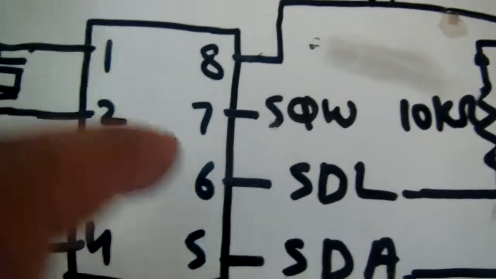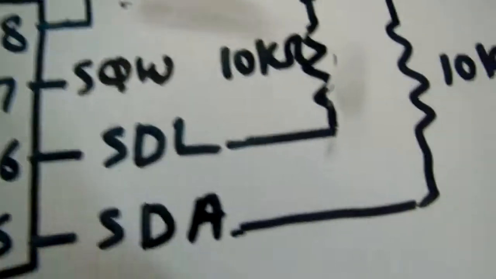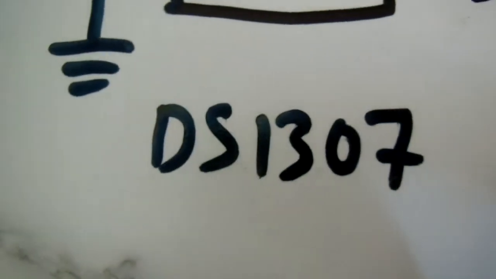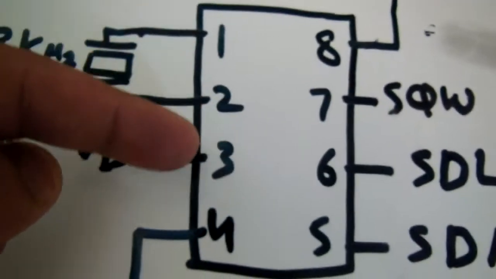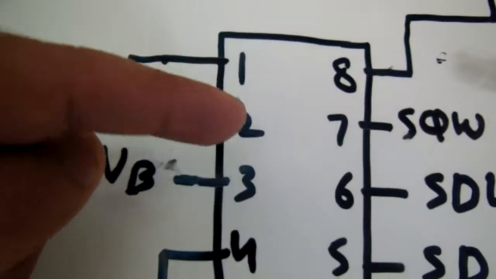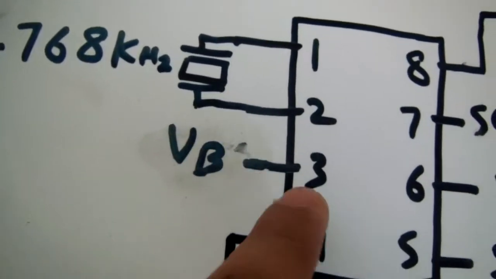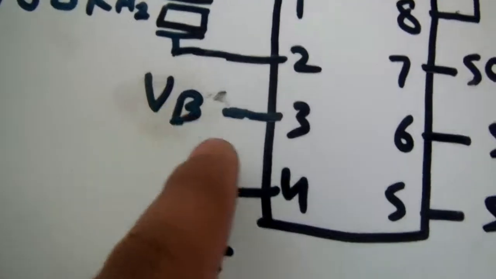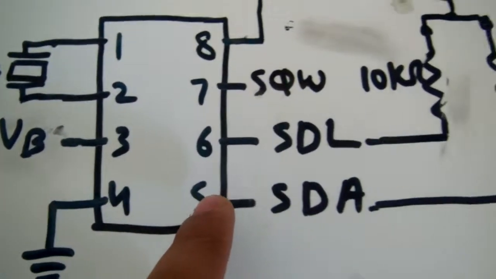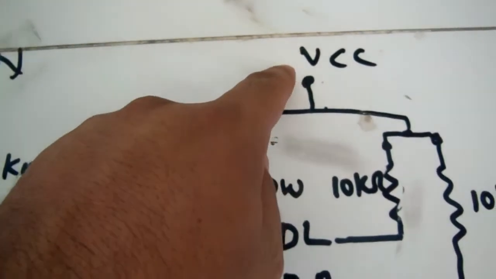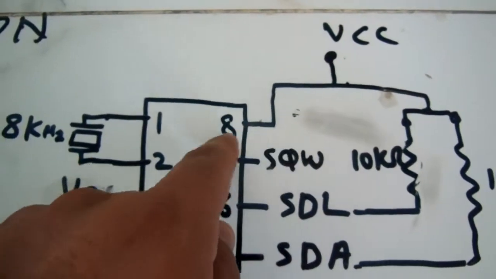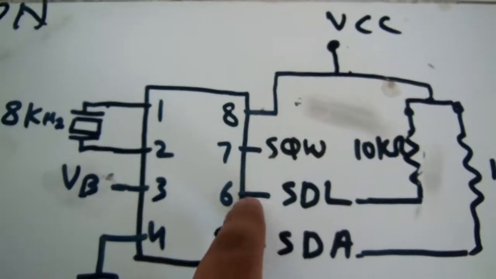Here is the schematic diagram. Here we can see this is the DS1307 IC. This is its pin configuration. Pins 1 and 2 have been connected to the crystal. The 3rd will be connected to the battery. 4 is ground, and 8 is connected with VCC, the positive power supply. This is the square wave generator.